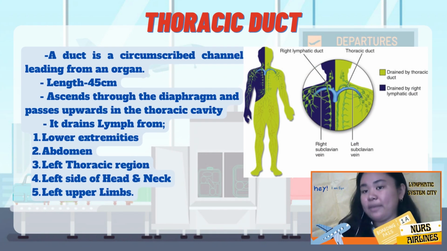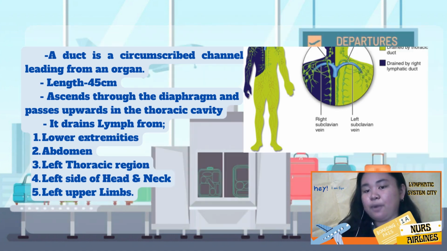Next are the two major lymphatics of the body, including the right lymphatic duct and the thoracic duct. The main function of the thoracic duct is to transport lymph into the circulatory system. A duct is a circumscribed channel leading from an organ, and this one is 45 cm in length and drains lymph from the lower extremities, abdomen, left thoracic region, left side of the head and neck, and left upper limb. As you can see in the illustration, it's the apple green shaded part.